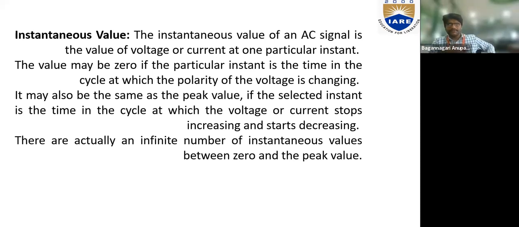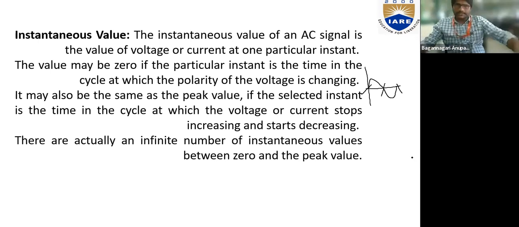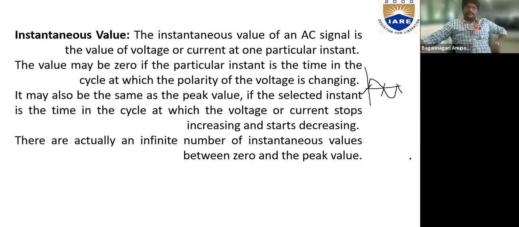So the basic definition given for instantaneous value is: the instantaneous value of an AC signal is the value of voltage or current at any particular, specified instant of time, right? The value may be 0 if the particular instant is the time in the cycle at which the polarity of the voltage is changing. The polarity is changing, it might be at some 0 crossings, right? We know that at these 0 crossings, the value of voltage or current will be equal to 0, if you are asking for instantaneous value at such instants.